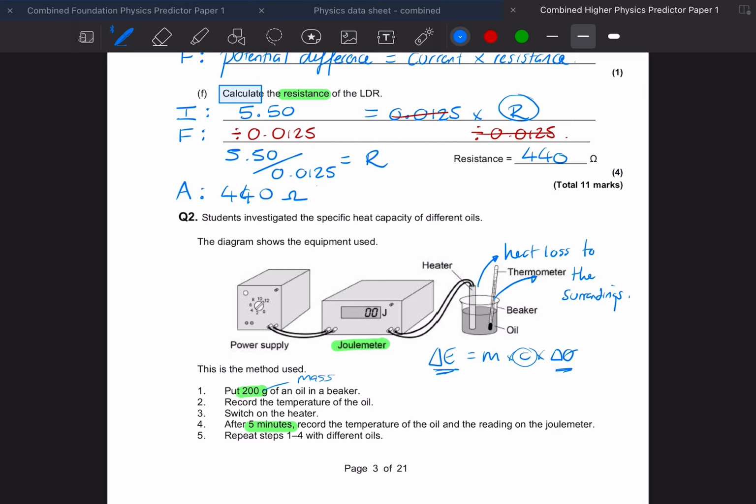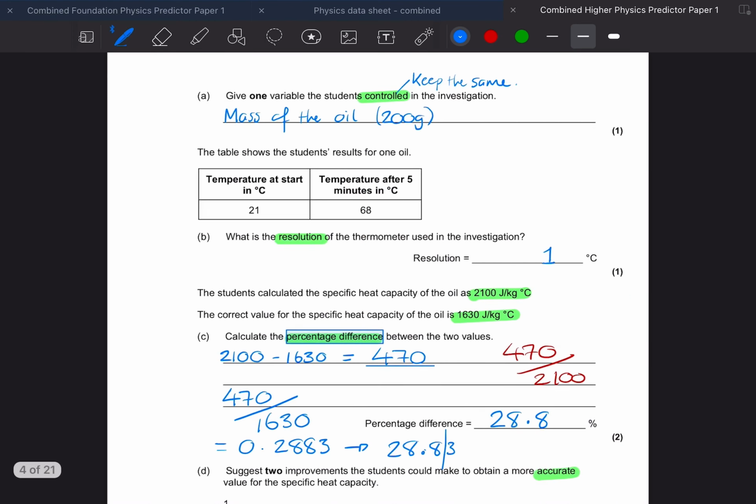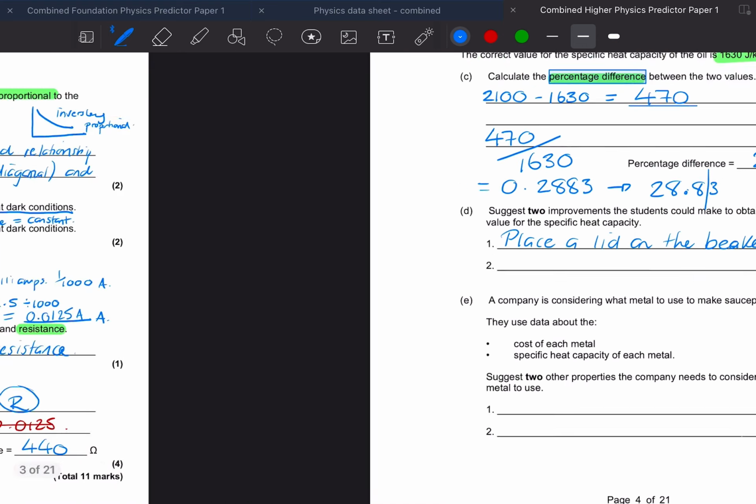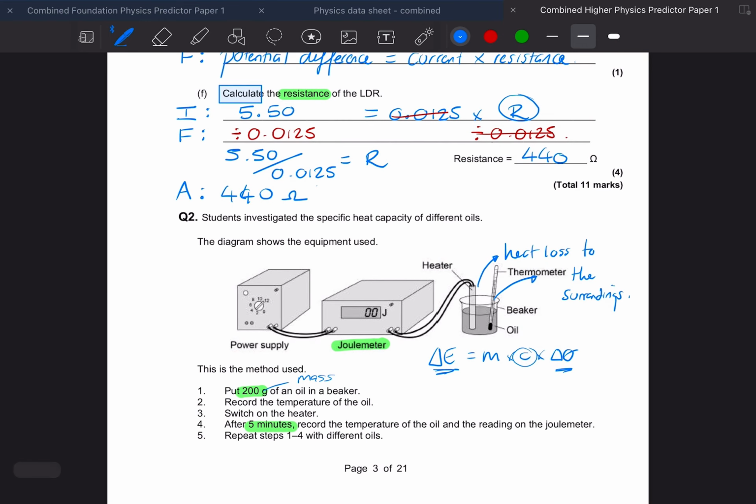Well, the first thing, we could stick a lid on this beaker. If we put a lid on the beaker, that'll stop the heat loss, or at least some of it. So we could place a lid on the beaker of oil. So there's one way. We could also insulate the beaker. So we could put insulation around it like that, which would stop heat coming out. But that's quite similar to saying putting a lid on.